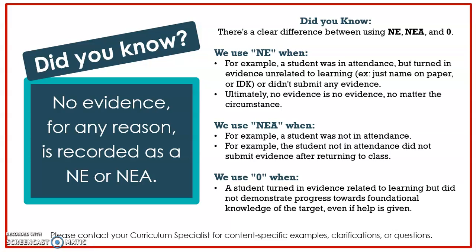We use 0 when a student turned in evidence related to learning but did not demonstrate progress towards foundational knowledge of the target, even if help is given. Maybe they understand another target and are doing that. Maybe they are able to represent some learning of your content, but the learning is not related to the target being assessed, even when help is given. 0 should be used when there is no evidence related to the learning target, even when help is given, but they're turning in some form of evidence related to learning.